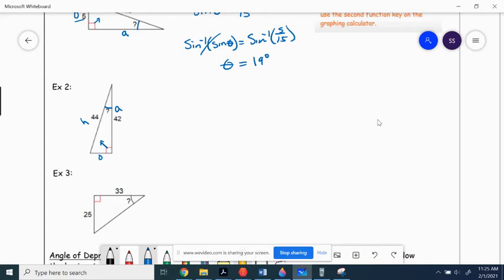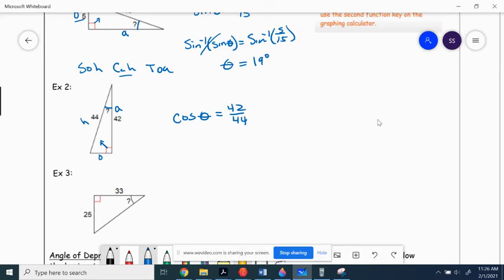Okay, so which trig ratio uses A over H? I'll write this out real quick here. So SOH CAH TOA, which one uses A over H? That is going to be cosine. So let's do the cosine of theta is equal to A over H. So this can be 42 over 44. And now we just need to take our inverse of cosine.